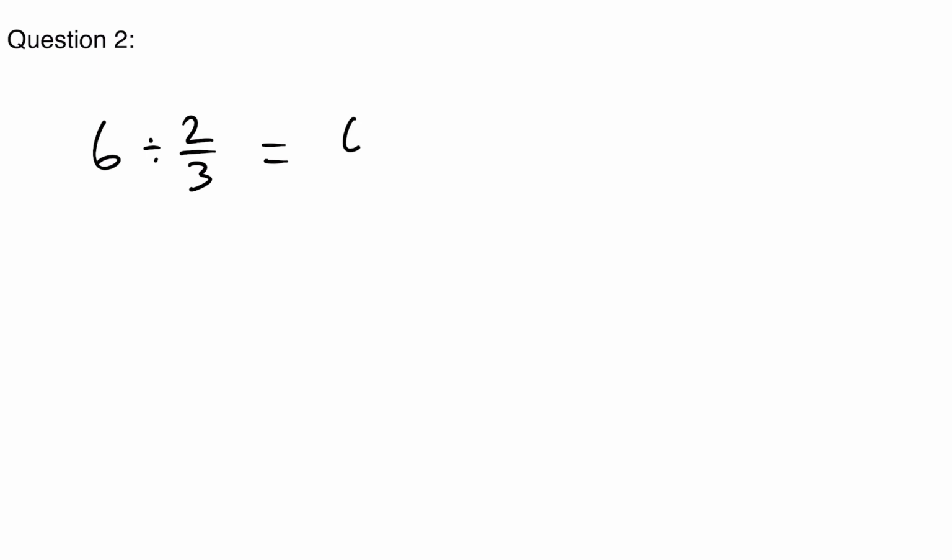Now let's try one more problem, and this time pause the video and try it on your own. But say I were to give you now 6 divided by 2 over 3. How would you solve this? Pause the video, but when you come back you'll see that the process remains the exact same. Our first step is going to be to convert 6 into a fraction. So 6 divided by 2 over 3 is the same thing as 6 over 1 divided by 2 over 3.